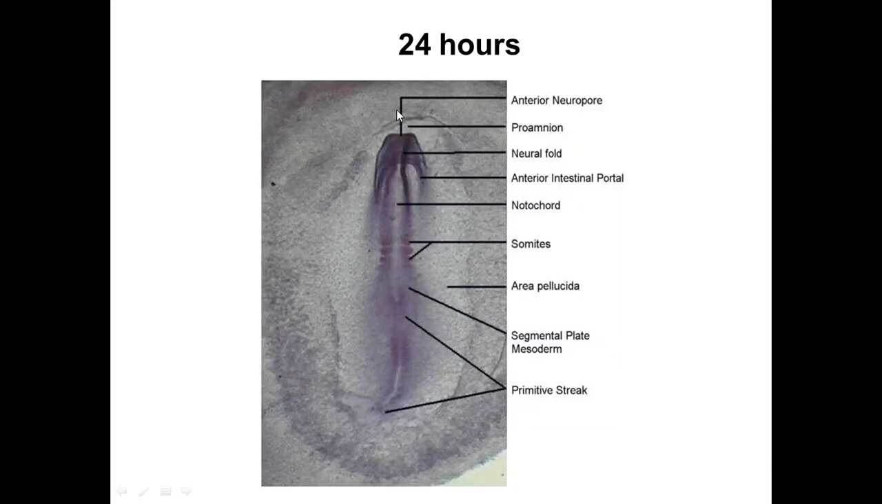Alright, so we have already discussed some parts here that we don't need to reiterate anymore, like your proamnion, then the areas pellucida, opaca, and the primitive streak. Let's introduce you to additional structures, landmarks that we have to remember, like our notochord.